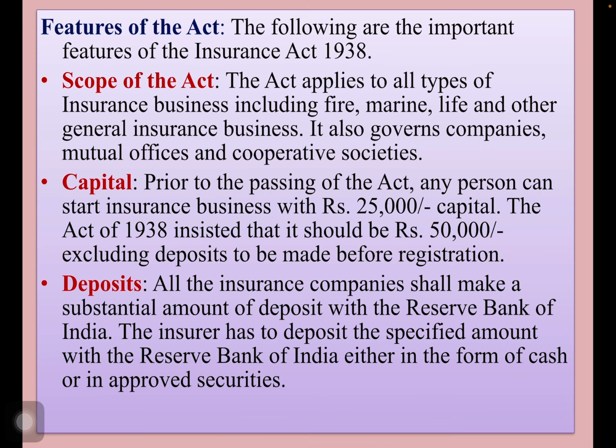The Act applies to all types of insurance business including fire, marine, life and other general insurance. It also governs companies, mutual offices and cooperative societies. Then, capital. Prior to the passing of the Act, any person could start insurance business with 25,000 capital. The Act 1938 insisted that it should be 50,000 rupees excluding deposits to be made before registration.